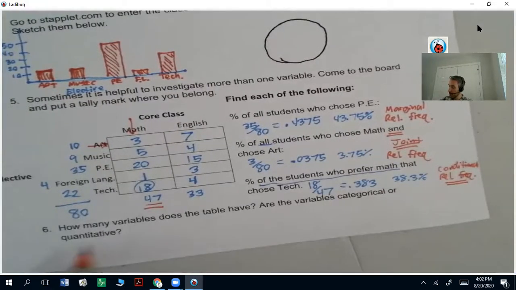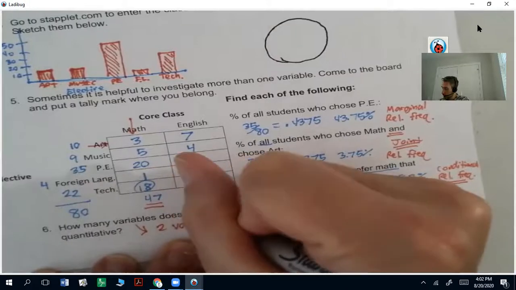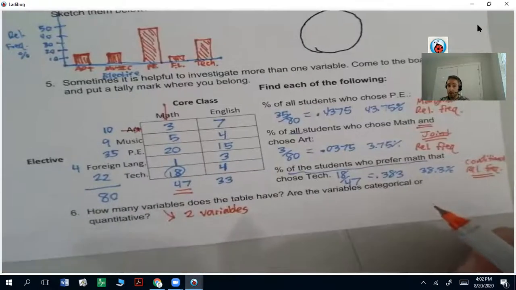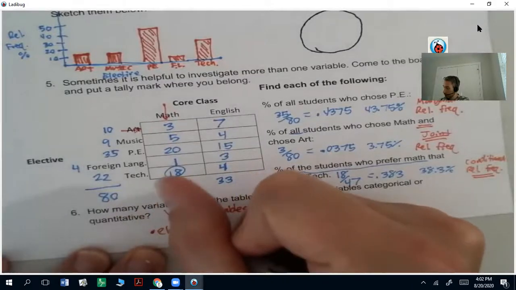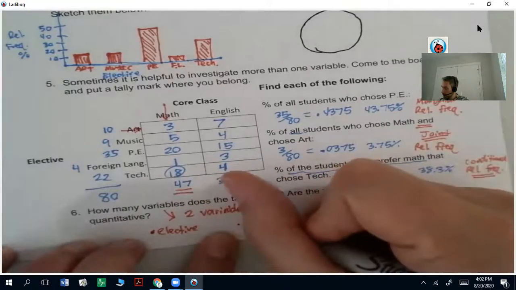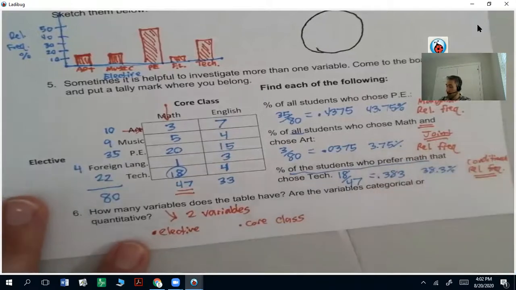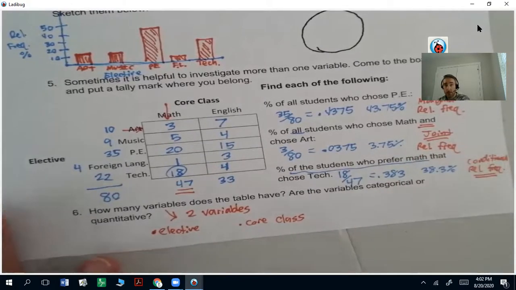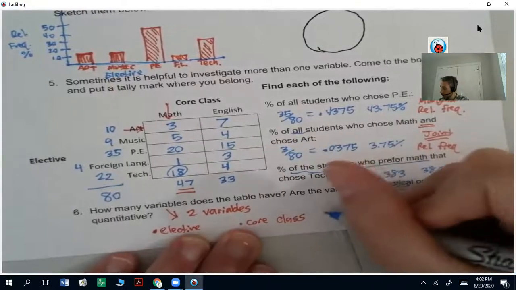And let's look at this last question. How many variables does the table have? Are the variables categorical or quantitative? There's two variables. The variables are type of elective and type of core class. And as you might guess, those are categorical variables. I always get those two words confused, but they're categories because you chose math, English, or art, music, PE, foreign language, tech. These are not numbers, so these are categorical.